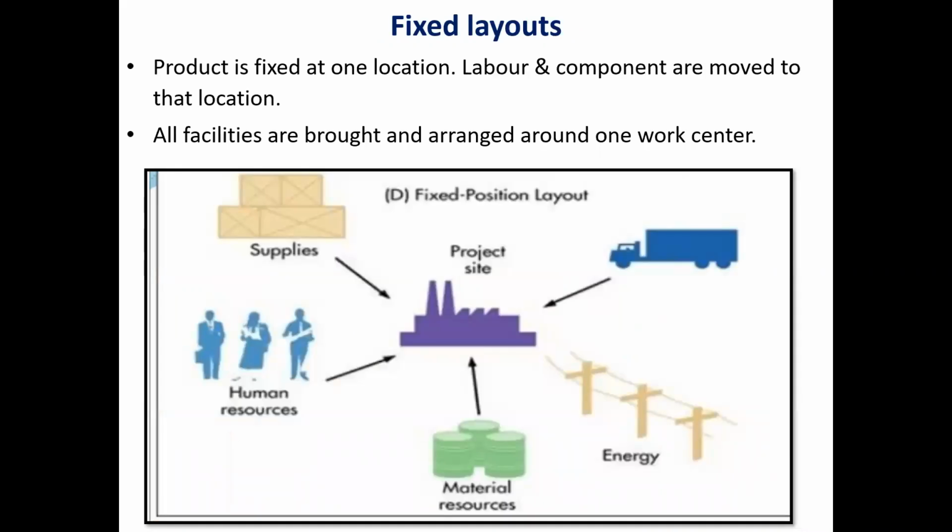Then fixed layout. All things are fixed at a particular location. The product is fixed at one location, labor and components are moved to that location, and all facilities are brought and arranged around one work center. That is shown in the diagram also: we supply raw materials, human resources, material resources, and energy, we transport these materials, and then the process goes on, the product is manufactured, then the product is sold, and then we can gain profit. So that is called fixed layout.